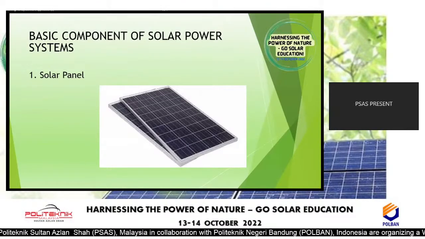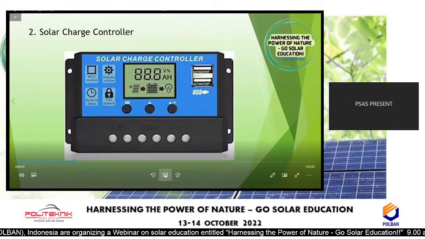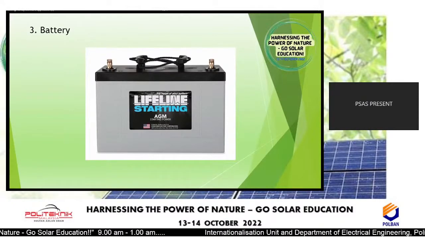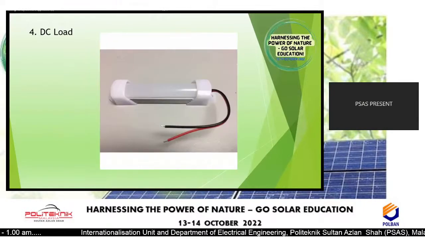A small solar power system can be divided into six basic parts. First, solar panel. A solar panel will transform solar energy into electricity. Second is solar charge controller. The solar charge controller is used to keep the battery from overcharging by regulating the voltage and current coming from the solar panel to the battery. Number three is battery. The battery will store the excess electricity generated by the solar panel. Number four is DC load. Commonly, for DC load, we are using LED lamp.